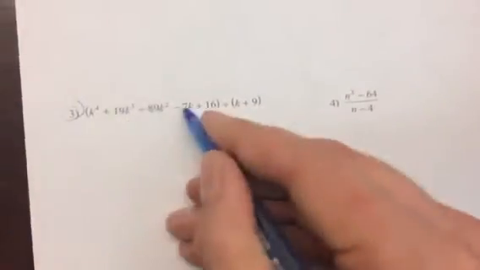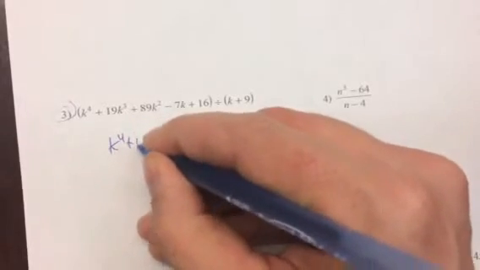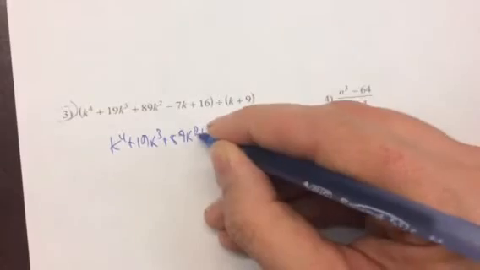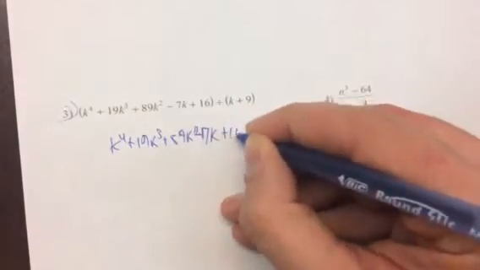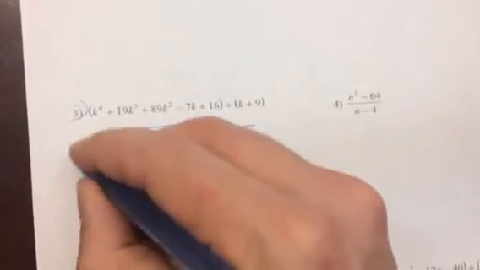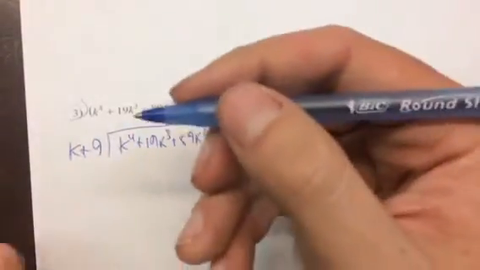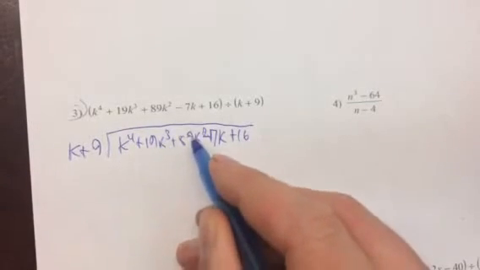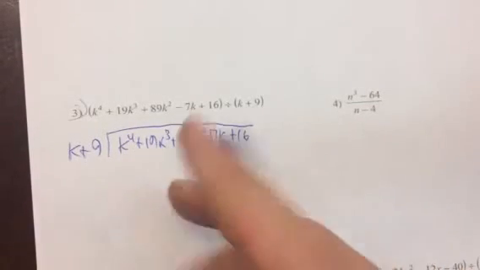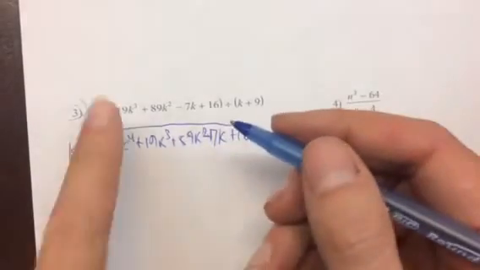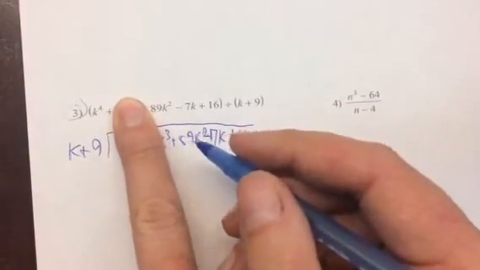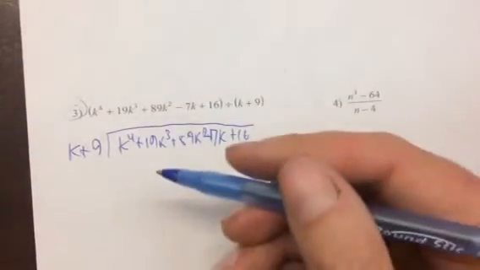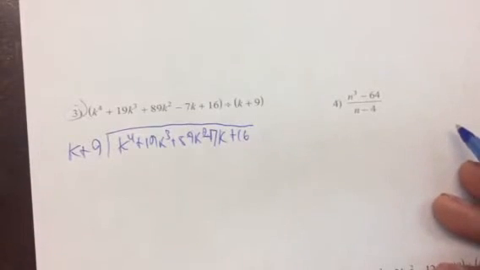So this one we're going to divide k to the 4th plus 19k to the 3rd plus 89k squared minus 7k plus 16, and that's getting divided by k plus 9. A couple things to note right at the beginning that might be different for other problems: if there is ever a missing power of k anywhere, then we need to put in 0. So if there hadn't been 19k cubed, then what we would put here is 0k cubed. That way we have a good placeholder, or you have problems with trying to subtract things that aren't like terms.